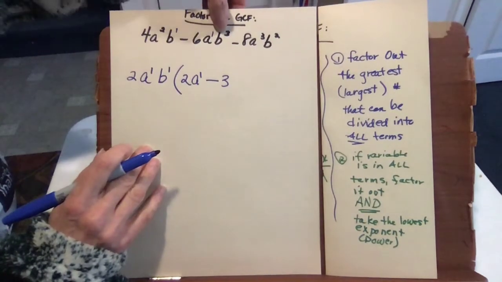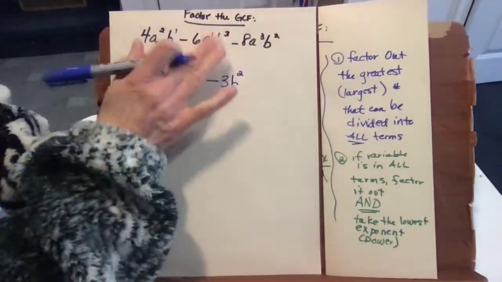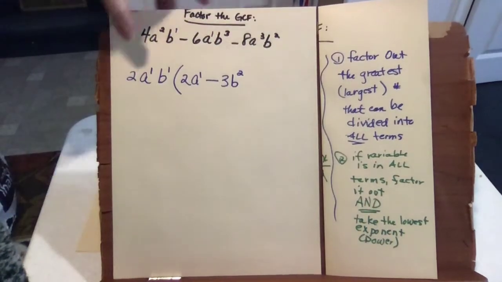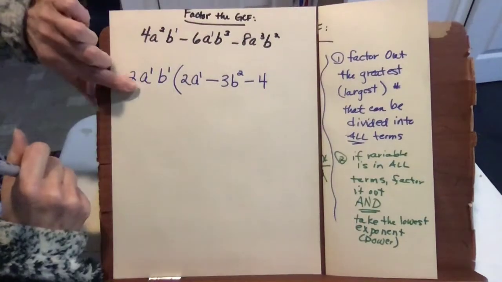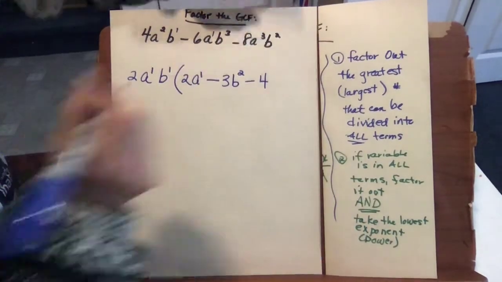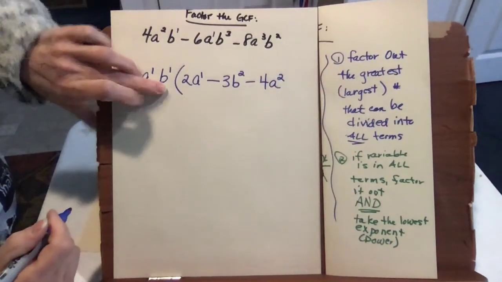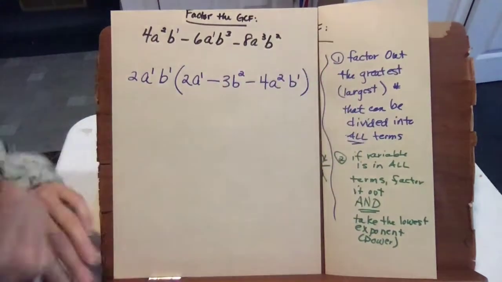Taking 1 power of b from 3 powers of b gives us b squared. And we're done with the middle term. Last term. 2 divided into 8 is 4. Taking 1 power of a from 3 powers of a is a squared. And taking 1 power of b from 2 powers of b leaves us with b to the first.